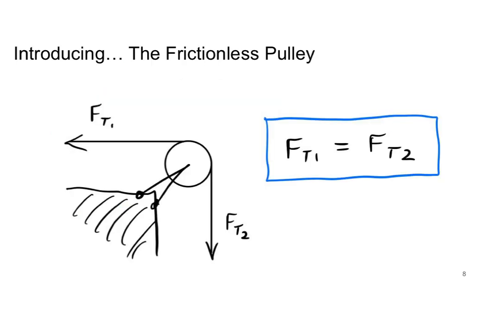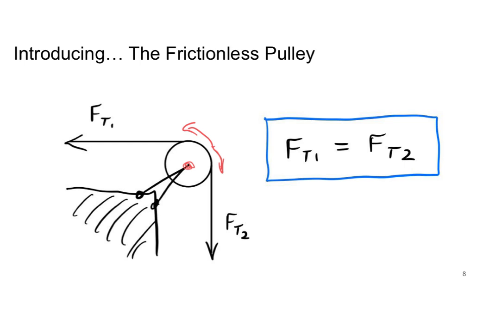But first, we need to introduce a new concept. It's called the frictionless pulley. So if you can imagine that circle in that picture as being a wheel that rotates freely around its center, it can rotate either way. So I can make it spin this way, or I can make it spin that way. And if I pull on one string, it's just going to wrap around.